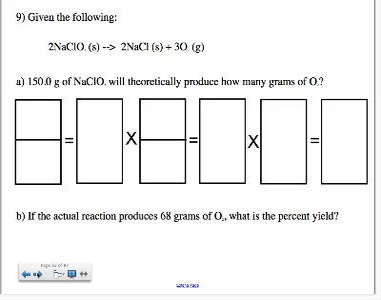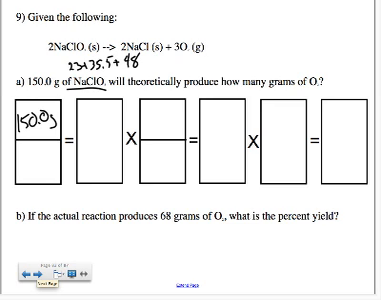Okay, so we've got a percent yield question. We have to start by finding the theoretical yield. So for the theoretical yield we're going to start with 150 grams of sodium chlorate, NaClO3. The mass of that is going to be 23 plus 35.5 plus 48.